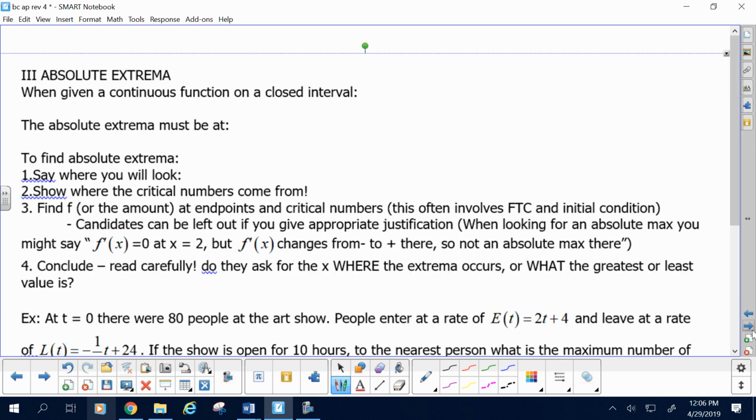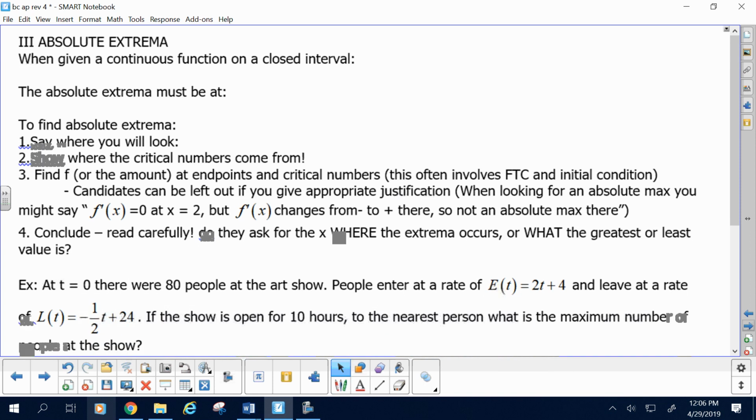Moving on. Absolute extrema. This is also guaranteed to be somewhere around a free response. It's a big idea of calculus. When you're given a continuous function on a closed interval, there must be an absolute max and min.